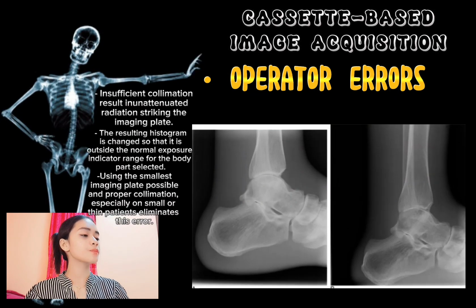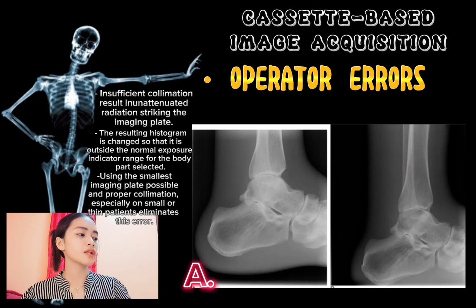So as you can see in the picture, picture A is a properly illuminated lateral ankle. While picture B shows improper illumination resulting in poor histogram analysis. So you can see the difference there.